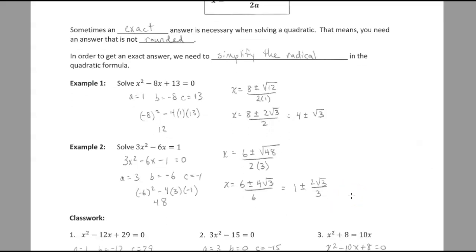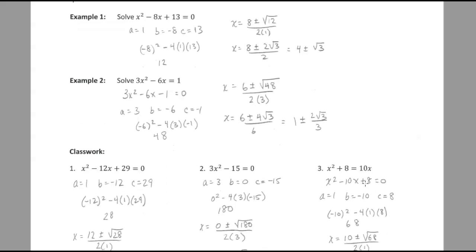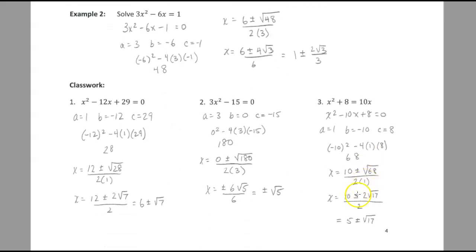All right, if you want to take a minute to try the classwork problems here, these are actually notes for you to take. So if you would write those down and try them, and then you can check your work. All right, and as you see with number 1, 6 plus and minus root 7 is our final result because it does reduce at the end.